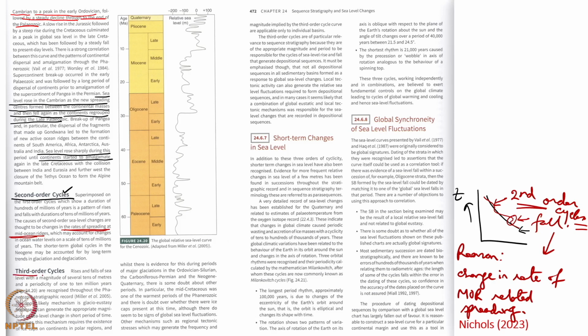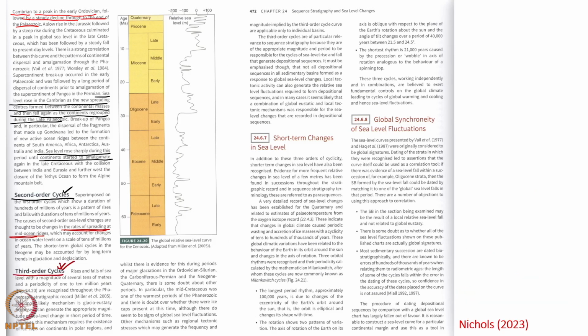Now let us look at the third order cycles. The second order cycles have their rise and fall durations of tens of millions of years, whereas in case of a third order cycle, the periodicity is of 1 to 10 million years, and the magnitude of rise and fall of sea level is only tens of meters.